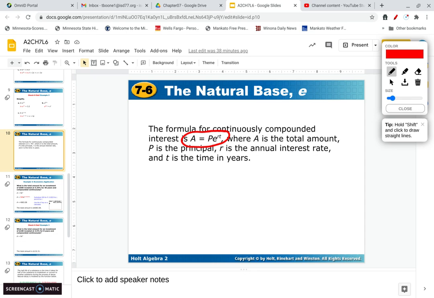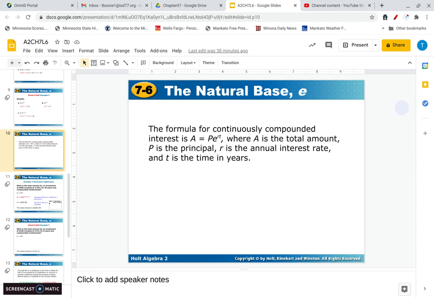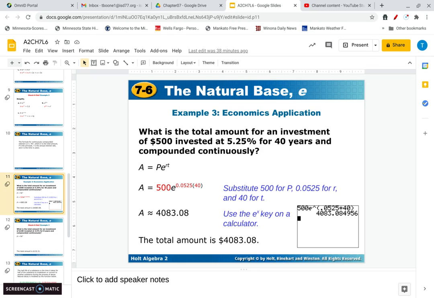P is the principal amount, which you start with. R is the rate as a decimal, and t is your time in years. If we're going to set up problems like this, here's an example. What happens if I take $500, invested at 5.25% interest for 40 years, compounded continuously? You'll notice that we put the 500 in for P. e is always part of it. R we put as a decimal, so it's 0.0525. And years is 40. Then we type it in the calculator and figure out that after 40 years, it grows to $4,083.08. And that's without adding anything to it, just letting it sit there. They call that letting your money work for you instead of you working for your money.